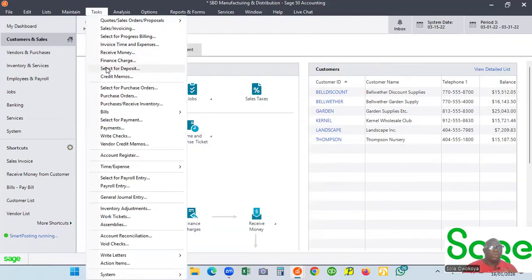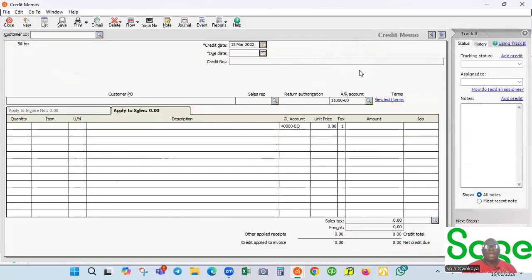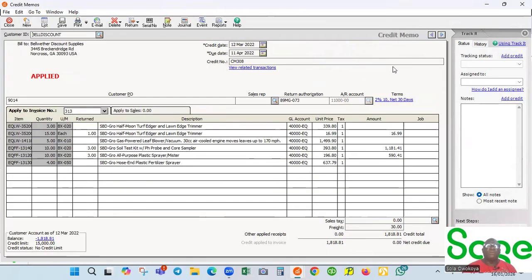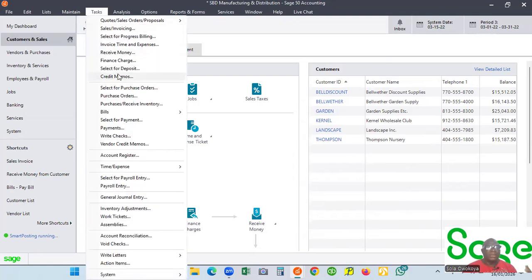Also, you can use it to do a credit memo in case a customer wants a refund, and you have raised an invoice for that customer. Instead of canceling that invoice, because you want to keep a record, you can use the software to do a refund by crediting the customer back and all that. You can use Sage 50 to record your purchases as well.